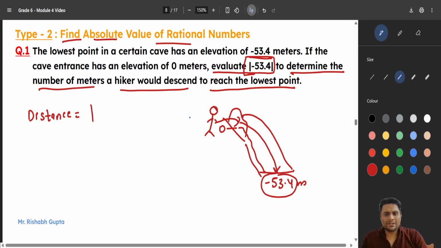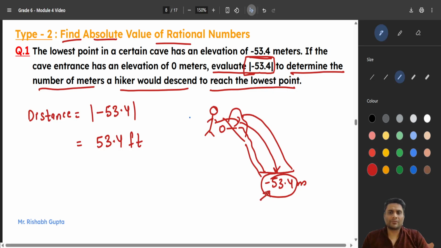Why deepest point? Because he wants to go to the lowest point, deepest point, right? So the deepest point is minus 53.4. When I will take its absolute value, this will become 53.4 feet. So the hiker has to travel down 53.4 feet to reach the bottom of the cave. Okay.